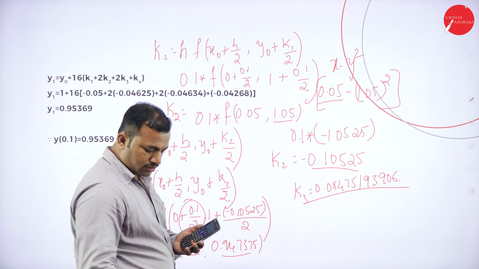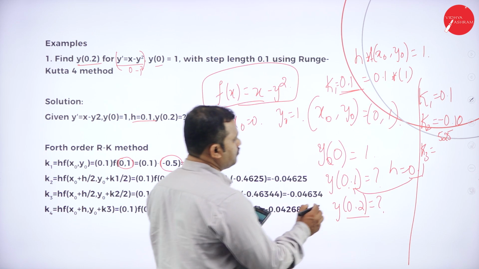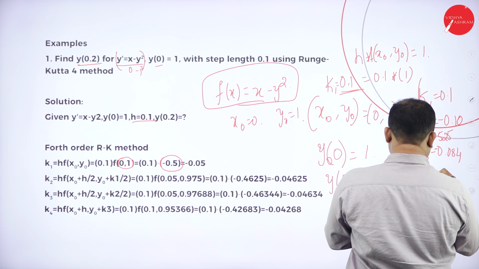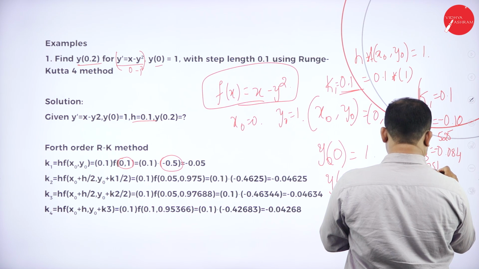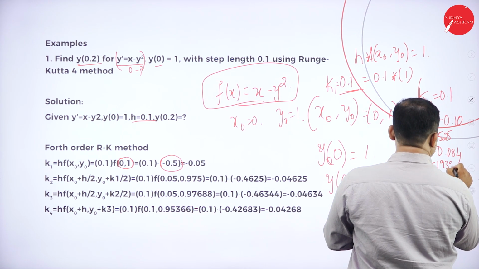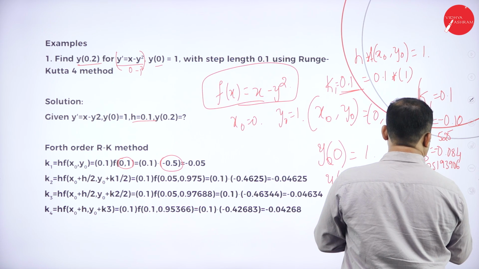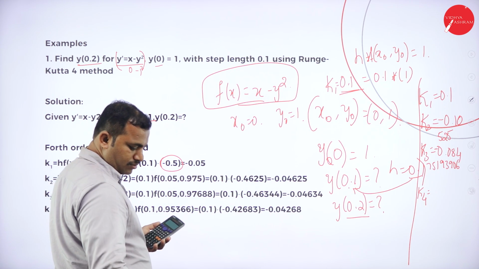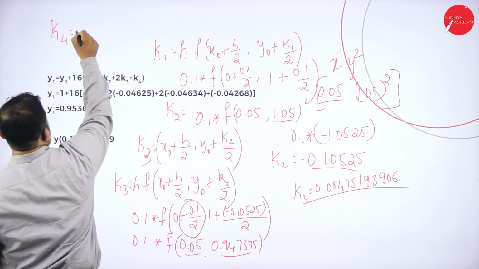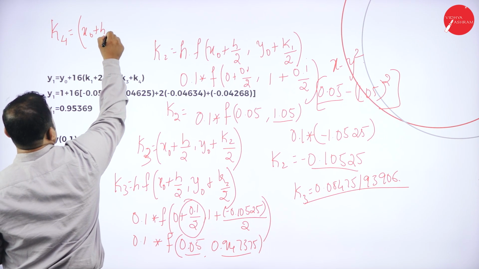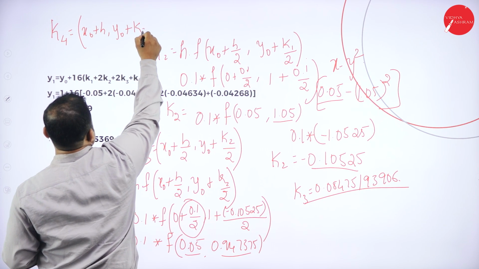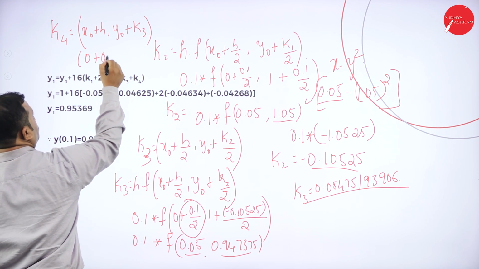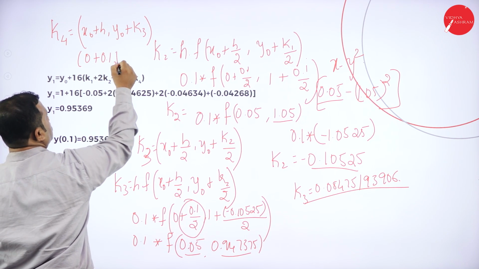What is the value of K4 then? K3 is 0.08475193906. That is the value. K4 is equal to what? Let me calculate now. K4 is equal to f of x0 plus h, comma, y0 plus k3. If that is the case, what is the value of x0? It is 0 plus h is 0.1, comma, y0 is what? That is 1 plus k3.